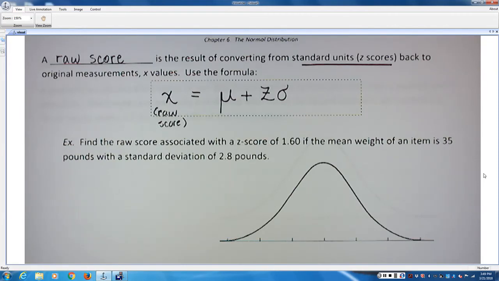And realize that when we're doing this, it's going to make a lot of difference to us whether or not the z-score is positive or negative, because if the z-score is negative, we're actually going to be subtracting from the mean rather than adding. But we're still adding a z-score, it just would be a negative z-score in some cases. So this problem tells us, find the raw score associated with a z-score of 1.60.